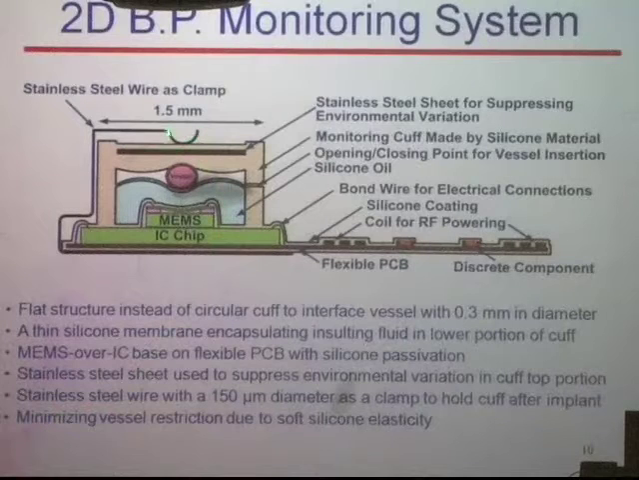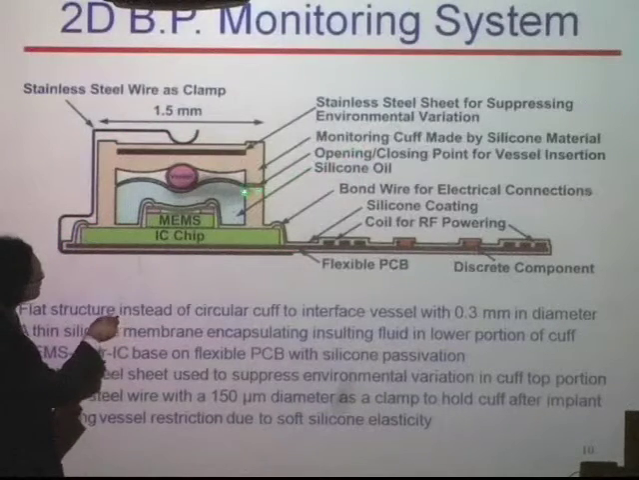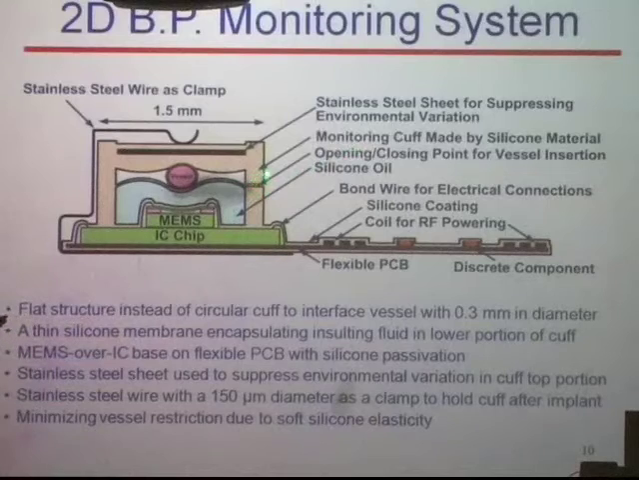And we use a thin wire, a 150 micron diameter wire, as a clamp to clamp the device. So you noticed here, there is an opening. In the surgery, you actually open this up and slide the vessel in there, close the opening and put a clamp on it to secure the relative position of the vessel to this cuff device.